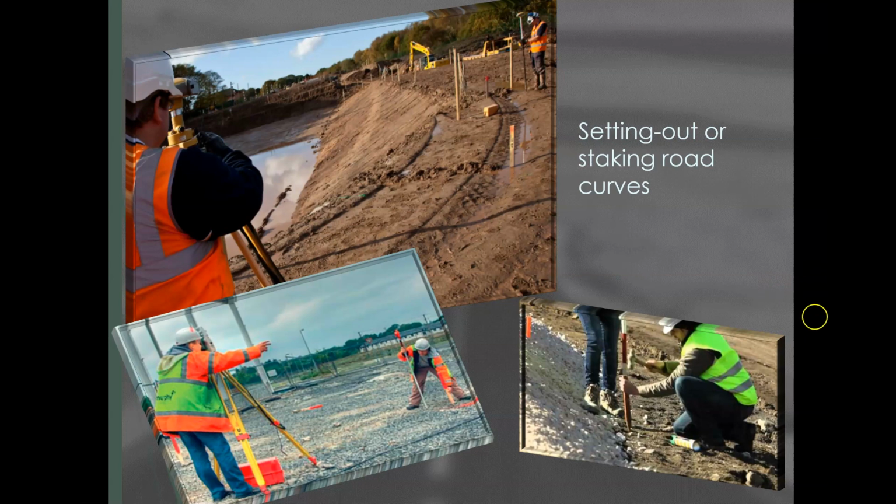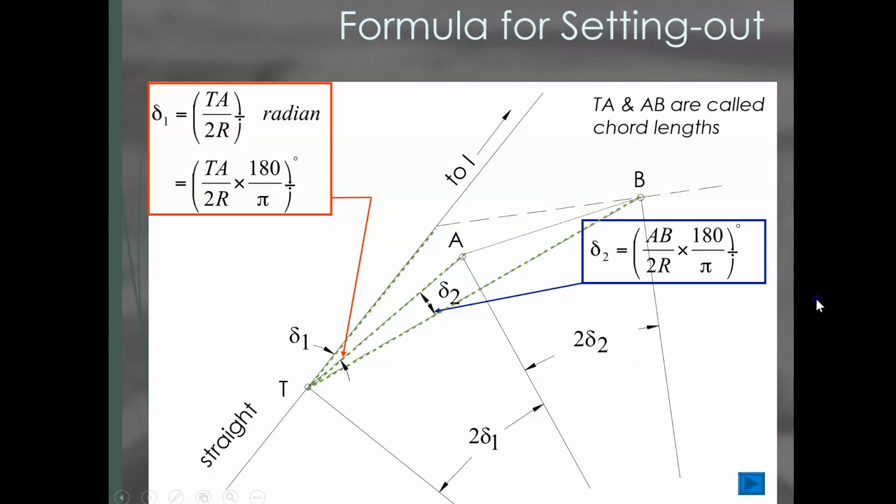And let's look now, how do we calculate the deflection angle? Consider that that's the first tangent point, that one point, and let's say that's the first point on the curve that we want to set up. So we need to find what that angle is, delta 1, and it's simply given by this. Delta 1, I'm going to work in degrees now, is basically TA, that's the distance there, divided by 2R times 180 over pi.